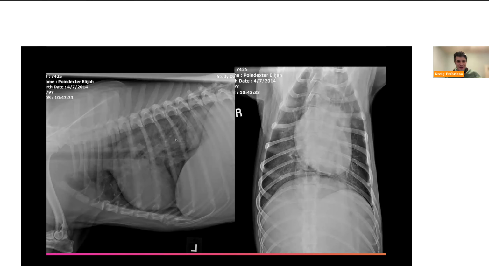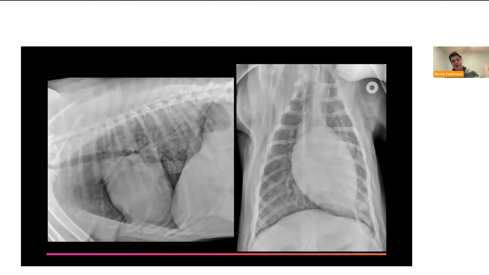So when I'm connecting the dots here with this infiltrate and the sternal lymph node, your mind is going to want to go to malignant neoplasia, typically a round cell. So this dog had pulmonary lymphoma with multicentric involvement that included at least the sternal lymph node.